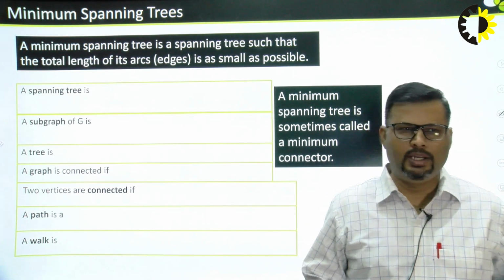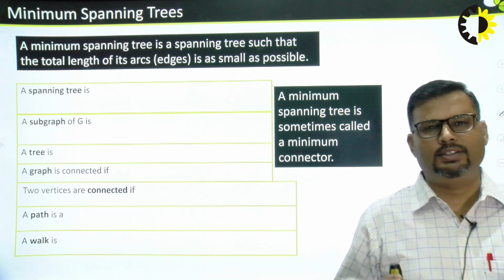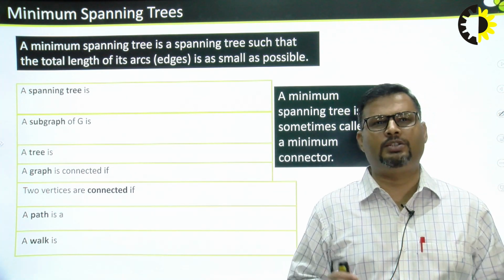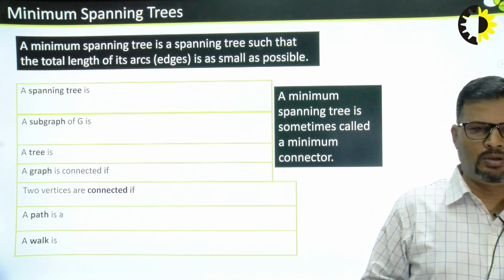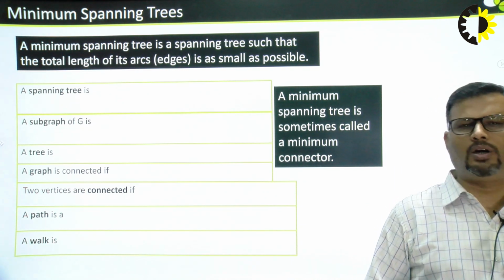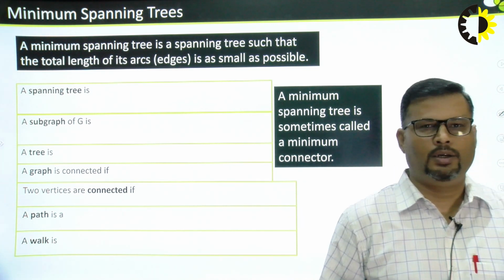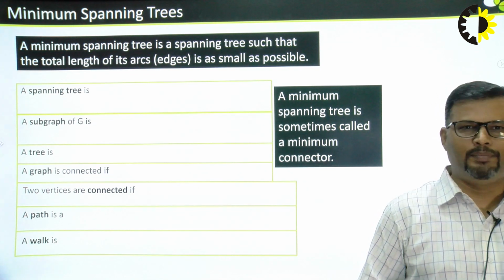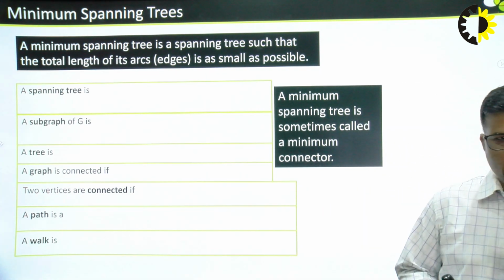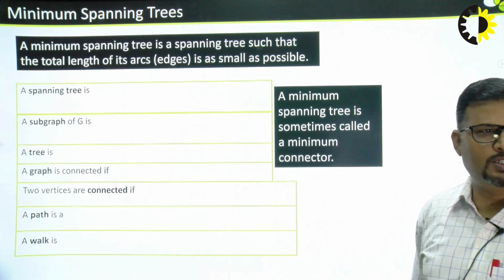A minimum spanning tree is a spanning tree such that the total length of its edges is as small as possible. A minimum spanning tree is sometimes called a minimum connector, and we find the minimum weight. Here we will consider some topics.